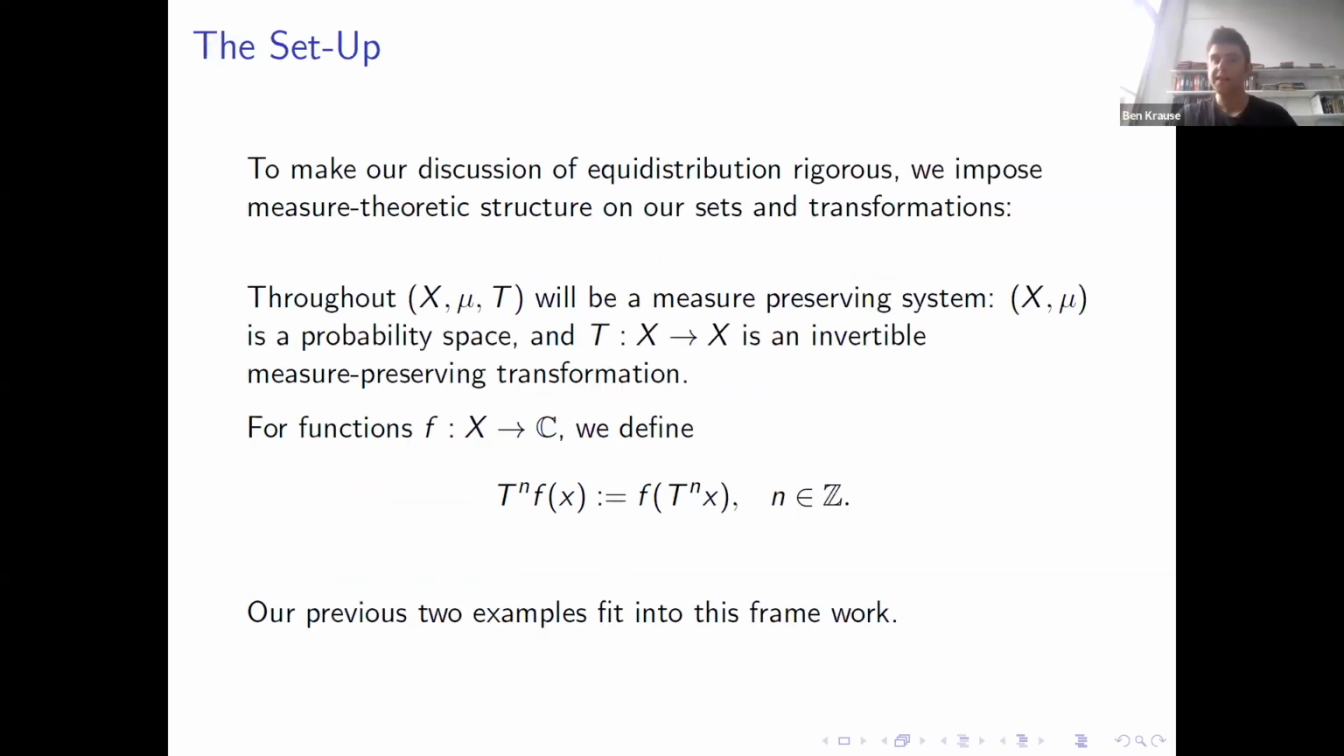To make this discussion of equidistribution rigorous, for the rest of the talk, we're going to impose measure theoretic structure. So (X, mu, T) will be a probability system with a measure preserving transformation. And as usual, I define T^n f of x to be the function that starts with x, applies T n times, and then evaluates at f. In our previous two examples, our probability space was just the torus with Lebesgue measure, and our measure preserving transformations T were either an irrational rotation or the doubling map, both of which preserve measure.